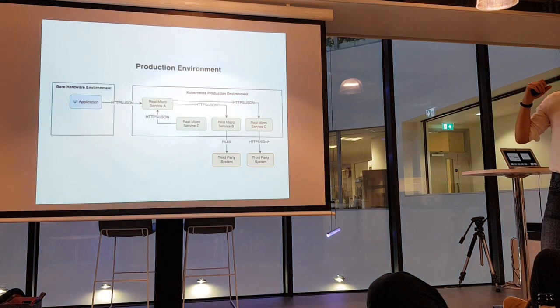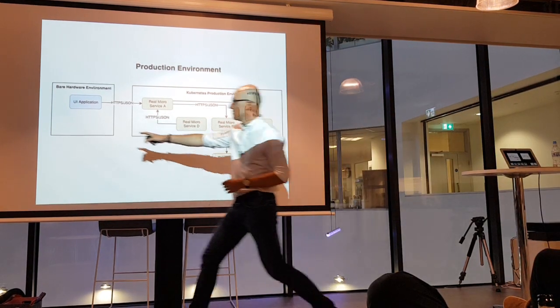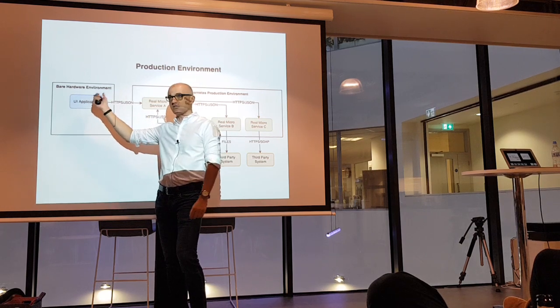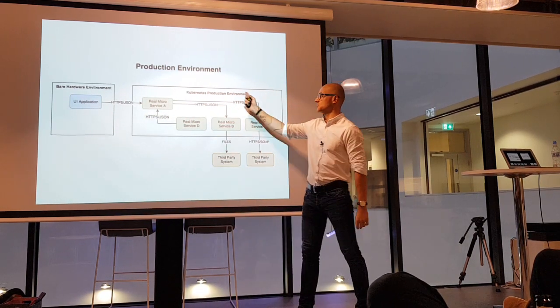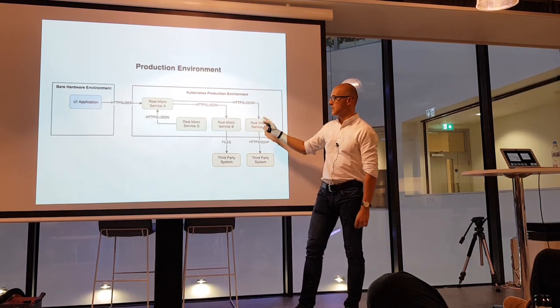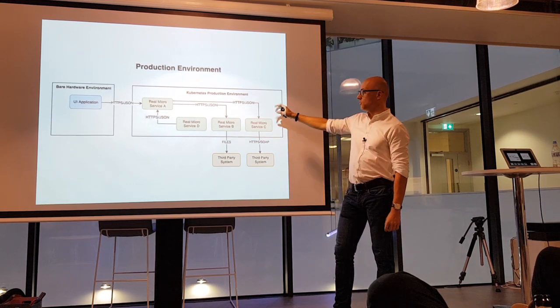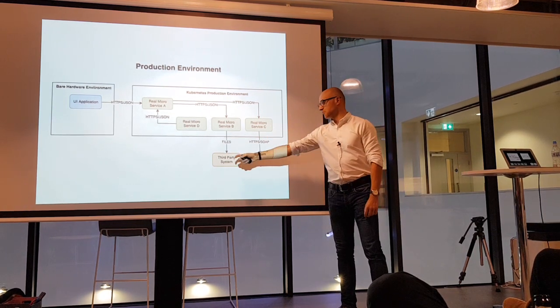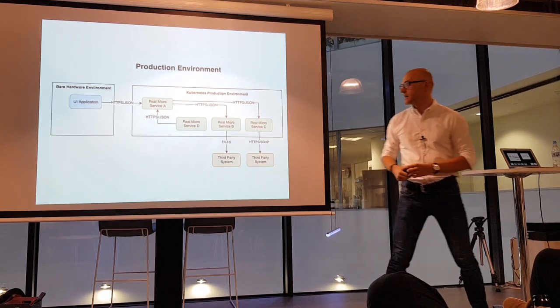So this is how the production environment looked. You had this bare hardware environment UI application developed by the front-end system team. You had this new Kubernetes production environment where they kept on adding new microservices. There's just 4 here to demonstrate the example, but there were a lot more than that. And they had these third-party systems where they had to connect to and gather data or send data.